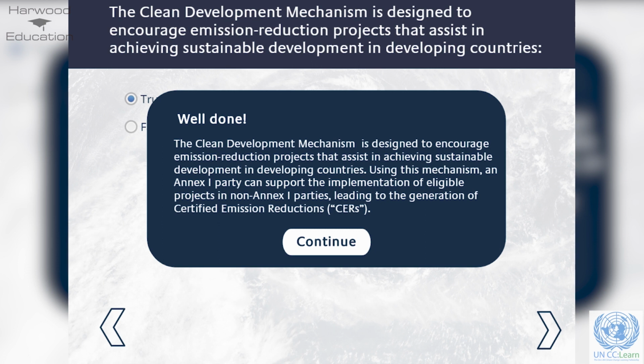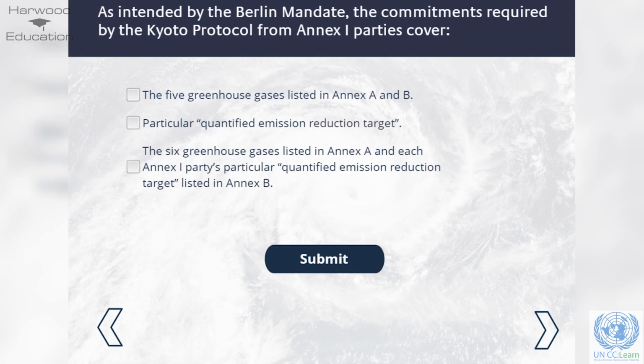Let's continue. As intended by the Berlin Mandate, the commitments required by the Kyoto Protocol from Annex 1 parties cover the 6 greenhouse gases listed in Annex A and each Annex 1 party's particular quantified emission reduction target listed in Annex B.